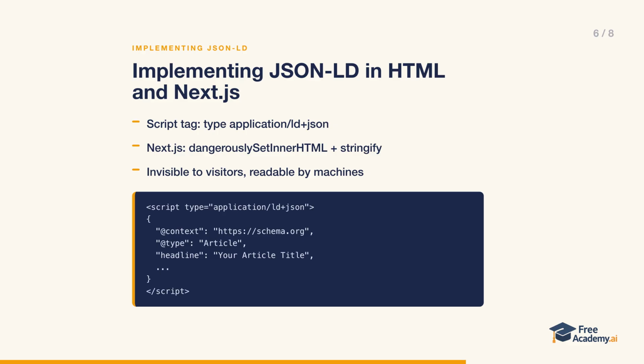If you are building with Next.js, the pattern is similar. You keep your standard metadata export, then define the JSON-LD object inside your page component and render it into a script tag using dangerouslySetInnerHTML with JSON.stringify. That injects the structured data into the served HTML alongside your page content. Either way, the markup lives invisibly in the page. Visitors never see it, but every machine that reads your page gets a clean, structured description of what is there.